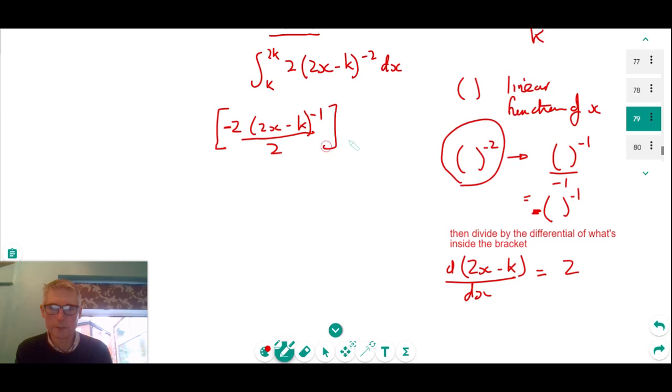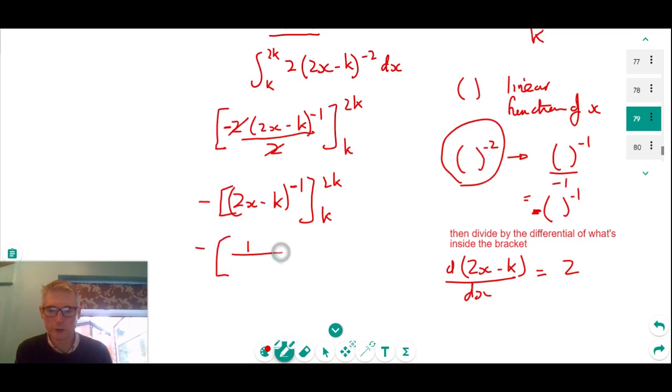And now the limits are still k and 2k. So we can see that the 2s will cancel, and I'm going to take the minus out to the front at the moment. So I'm going to have minus, and then 2x minus k to the minus 1, between those limits. And actually, I might as well deal with the minus 1 now and put this back into the denominator of a fraction. So what I'll get here is 1 over 2x minus k, still with those limits.